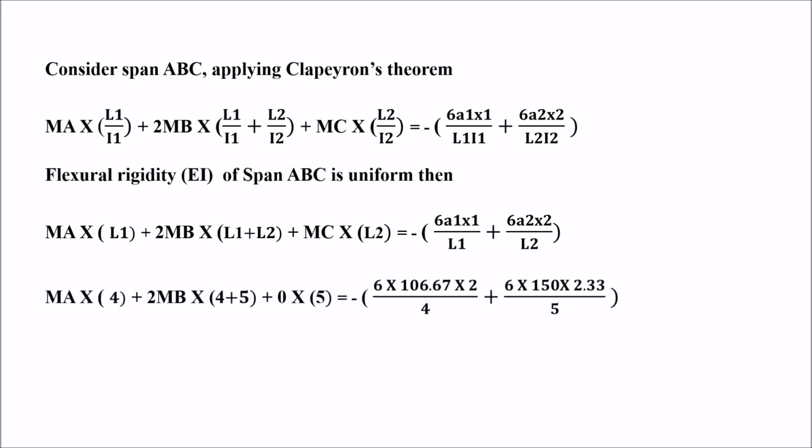So putting all the values, MA into 4 plus 2MB into (4 plus 5) plus the moment at C, which is equal to 0, equal to minus into bracket 6 into 106.67 into 2 upon 4 plus 6 into 150 into 2.33 upon 5, bracket close. So the equation is 4MA plus 18MB equal to minus 739.41, equation 2.